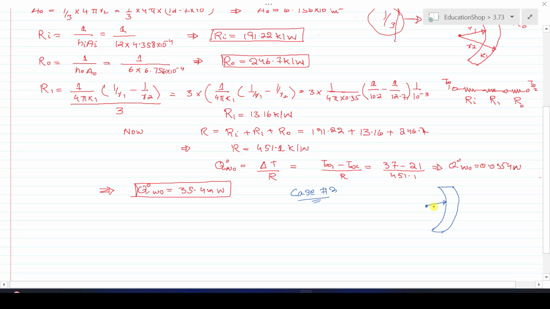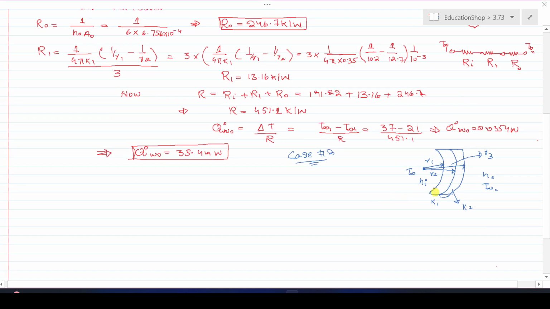This is the first layer whose internal radius is R1, the outside radius is R2, and its thermal conductivity is K1. Then the contact lens is provided over this first layer, its thermal conductivity is K2, and its radii are R2 and R3. The inside convection heat transfer coefficient is Hi, outside is H0. The temperature here is T infinity 2. Here the temperature is T infinity 1.